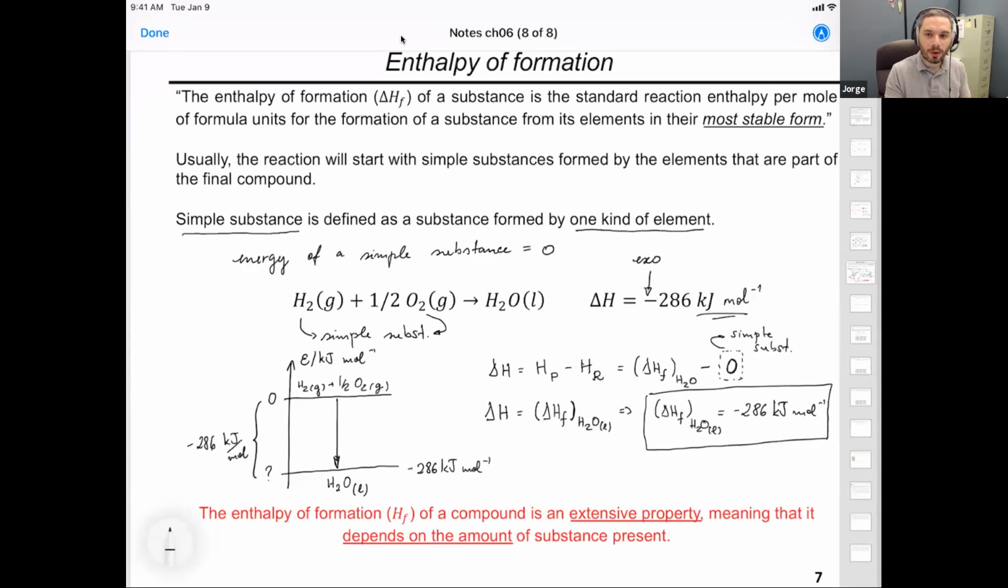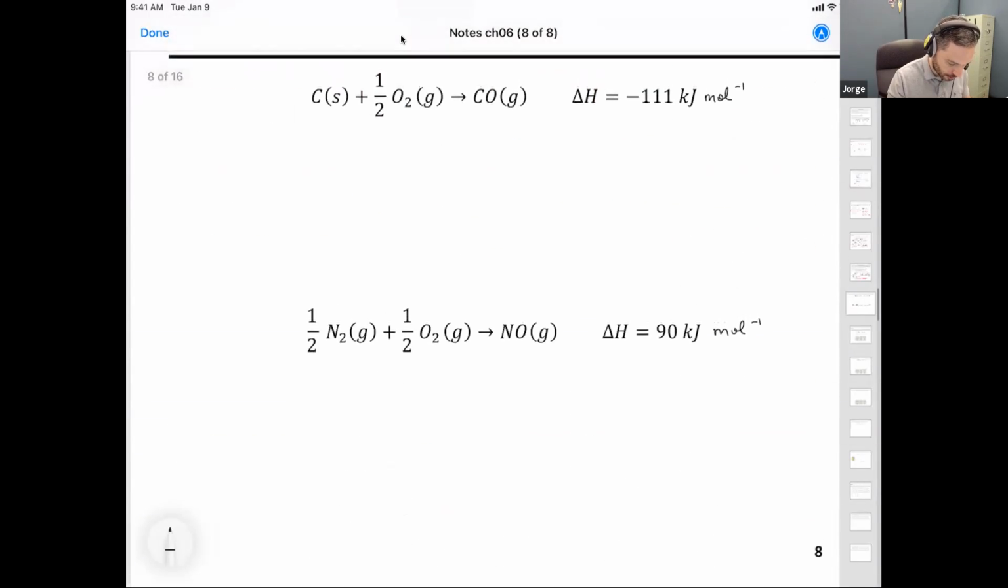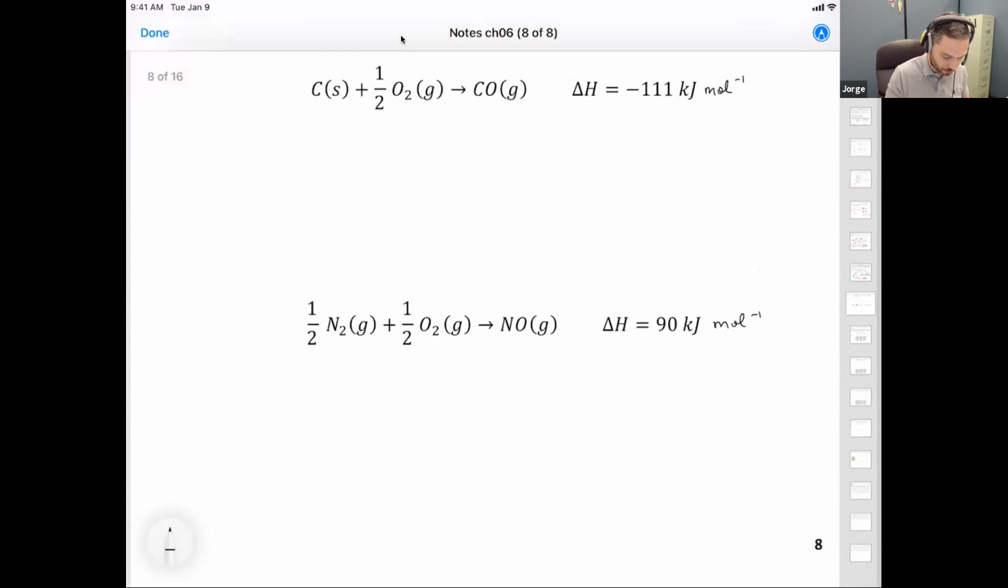Okay, so now I want to show you a second example, and the one I like to do with you is this second reaction here because it's an endothermic reaction, opposed to the first one, which was an exothermic reaction. Okay, so I'm not going to do the example on the top because it's the same idea as the first one. So let's tackle here the second reaction.